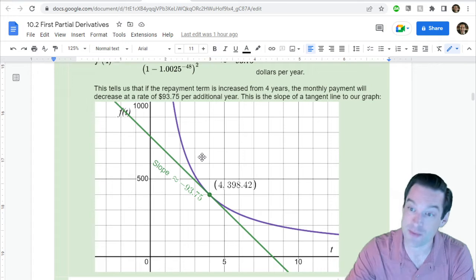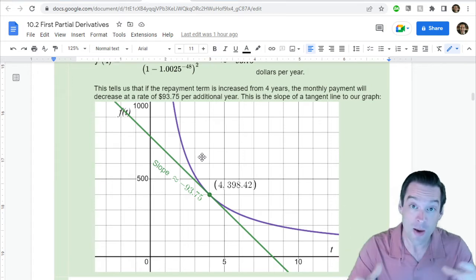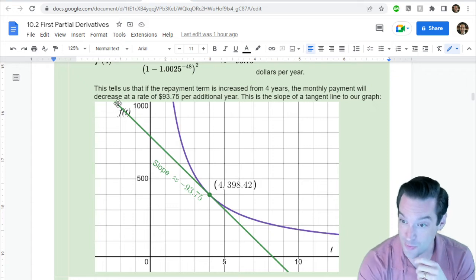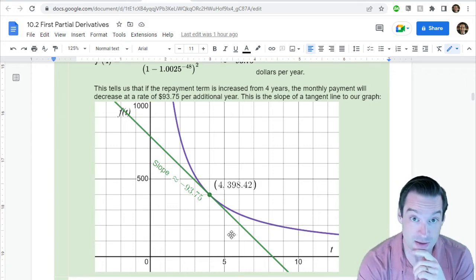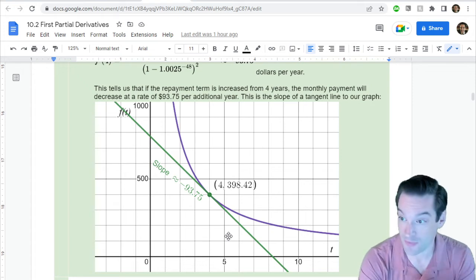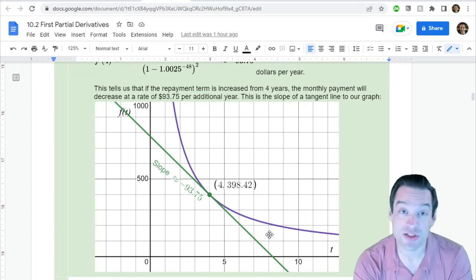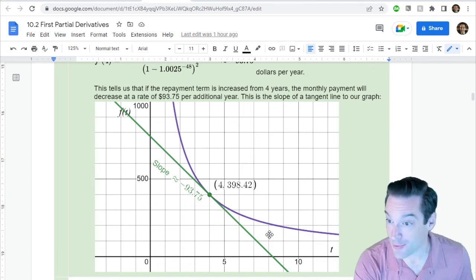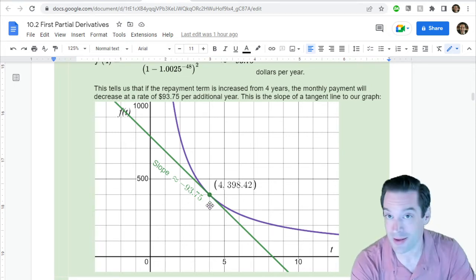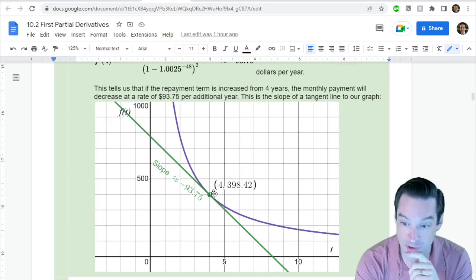So if we could somehow resituate this picture back inside of the 3-dimensional graph, then this green tangent line that we drew to the trace would become a tangent line to the surface, which is the graph of my multivariable function in 3 dimensions. And its rate of change would still mean the same thing. It would tell me that the monthly payment is going to decrease by $93.75 per each additional year that I increase the term, starting from a 4-year term.